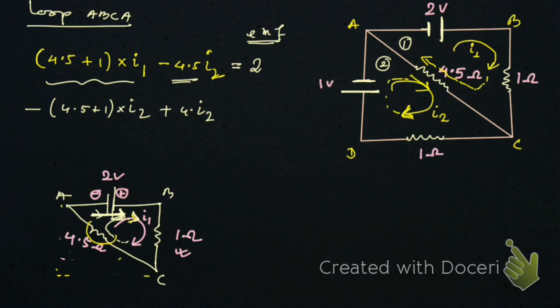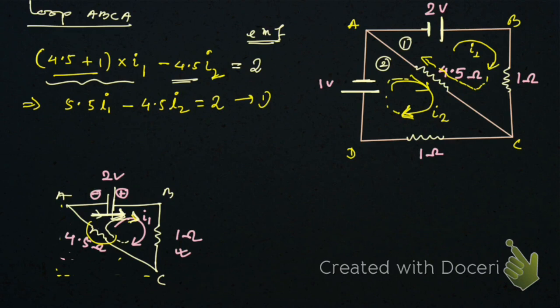Now you see, okay, just again add these two, then you will get 5.5 I1. So 5.5 I1 minus 4.5 I2 is equal to 2. This is, suppose, equation number 1.